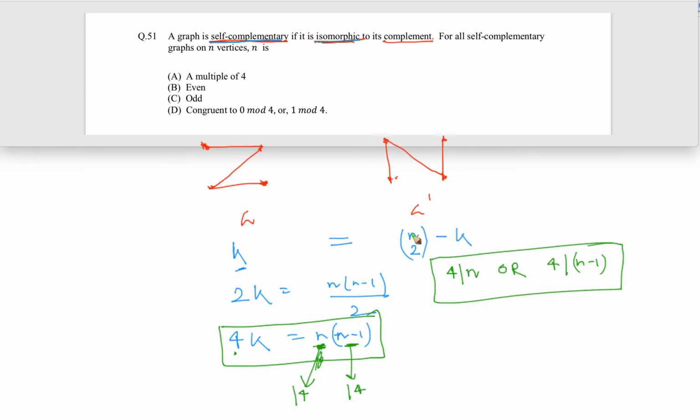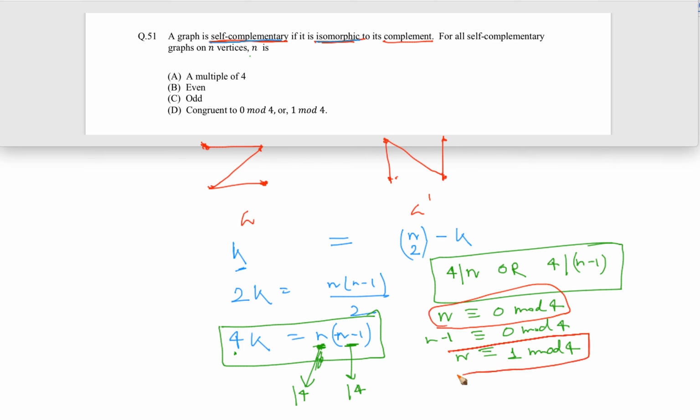we know about n. Okay, so if 4 divides n, then n is 0 mod 4, and if 4 divides n minus 1, then n minus 1 is 0 mod 4, which is essentially saying that n is 1 mod 4. So basically we have these two relations: either n is 0 mod 4 or n is 1 mod 4, which is just another fancy way of saying that if you divide n by 4, you get remainder either 0 or 1.